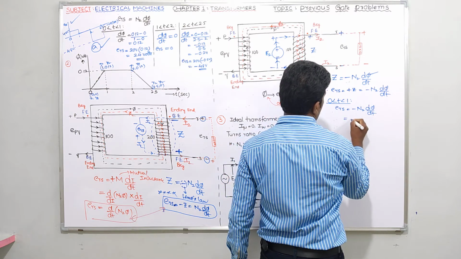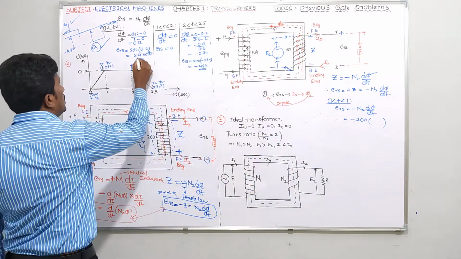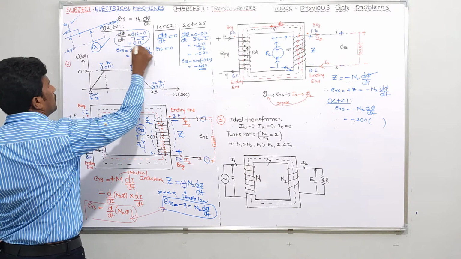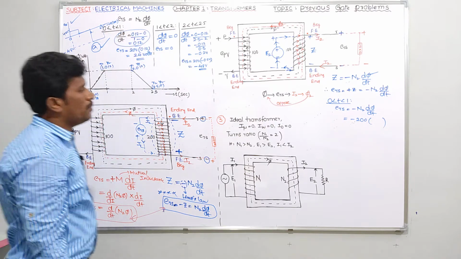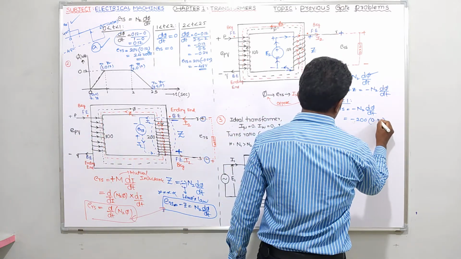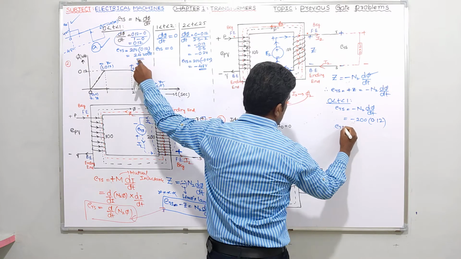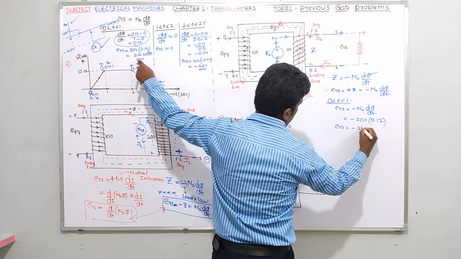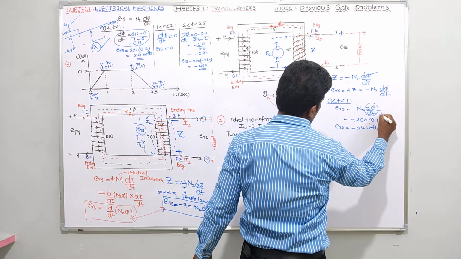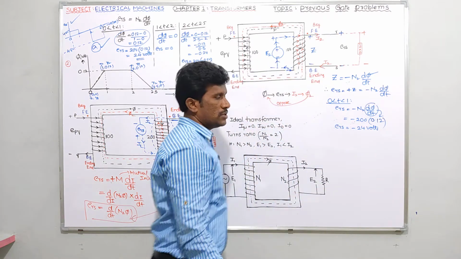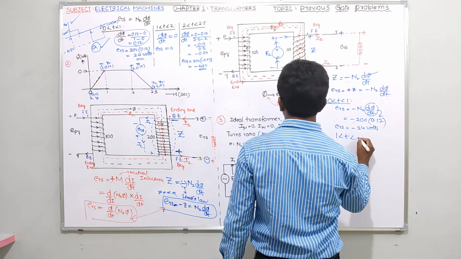What is the value of N2? Minus 200. d phi by dt, we already calculated as how much here? I am asking for 0 less than t less than 1 in this region. We got d phi by dt as 0.12. So we'll get the ERS value as minus 24. Be careful: d phi by dt is 0.12, so the ERS value is minus 24 volts.